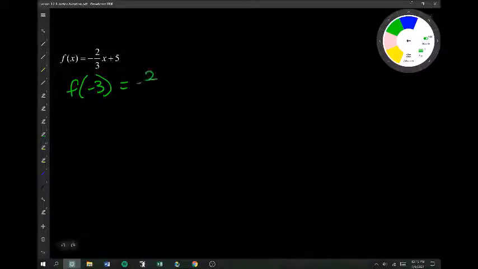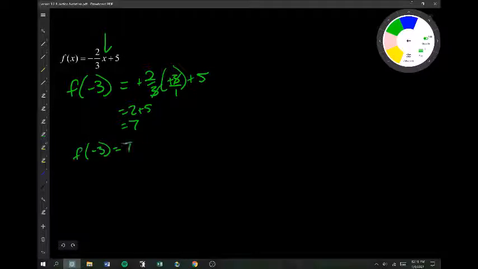So this means I have -2/3, and for this x, I'm plugging in a -3. Now, -2/3 times -3 is +2, because the 3's cancel and the negatives cancel. So this becomes 2 plus 5, which is 7. So my input was -3, my output is 7.